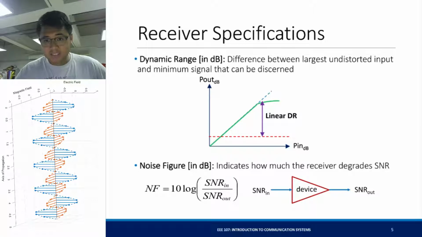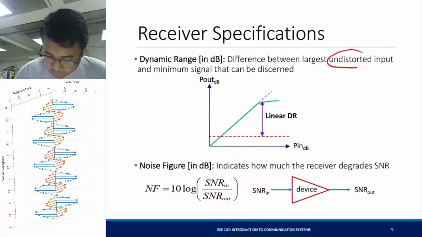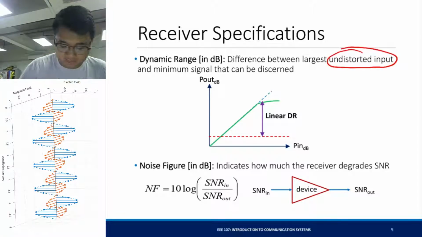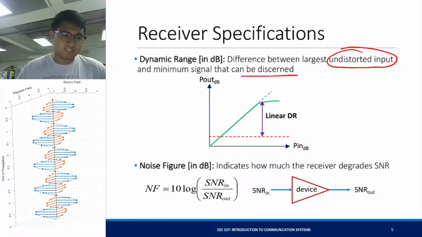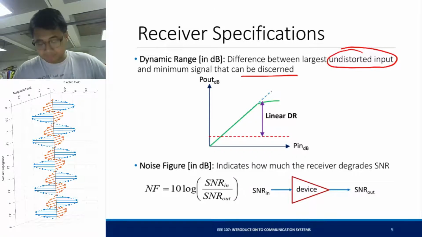Dynamic range is the difference between the largest undistorted input and the minimum signal that can be discerned. This is a limitation of your amplifiers. If the signal is too large, the resulting output will have an irreversible nonlinear distortion. We studied this in the second or third lecture, I can't remember. But basically, if your signal is too large, the output will be distorted.